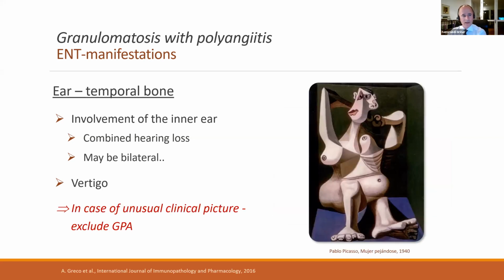So to summarize the ear and temporal bone manifestations, you should remember, if you have a case of an unusual clinical picture, inflammation not responding to antibiotics, bilateral manifestation, think of and exclude GPA.